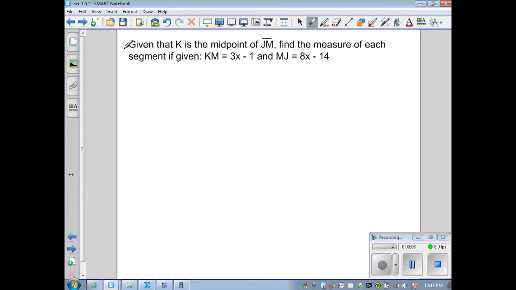In my next example, I'm given that K is the midpoint of segment JM. Find the measure of each segment if given KM is equal to 3x minus 1 and MJ is equal to 8x minus 14. Let's start by drawing a diagram. I'm given segment JM, and I know that K is the midpoint of JM.